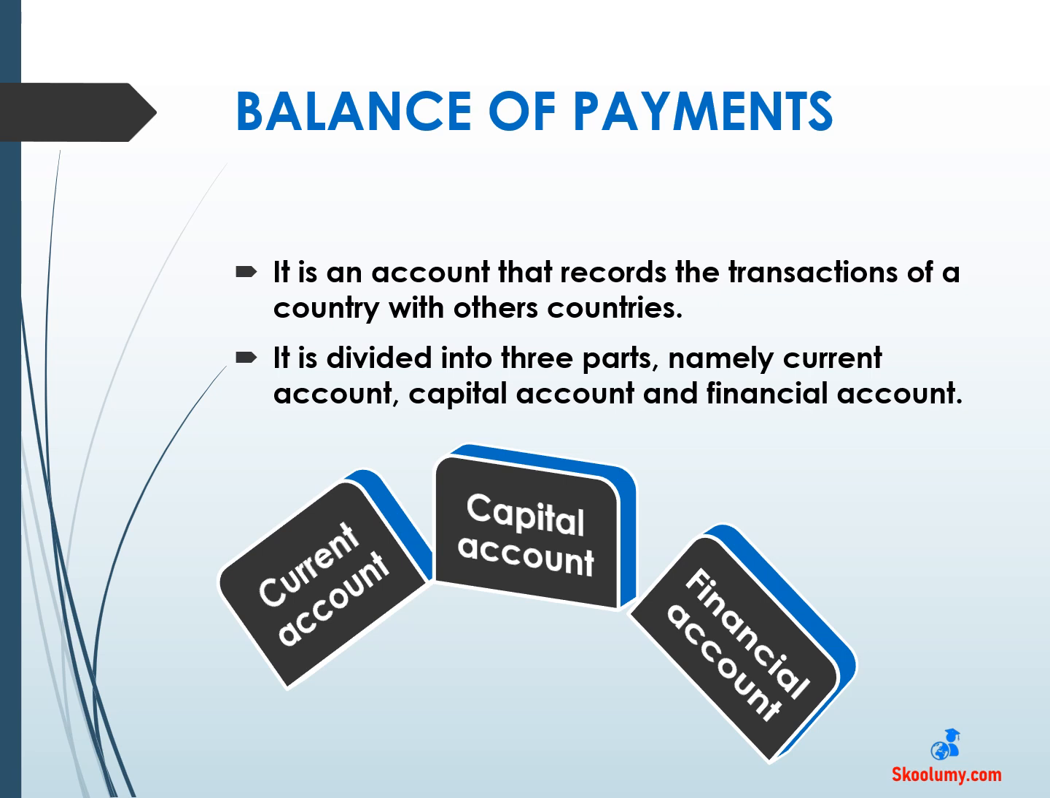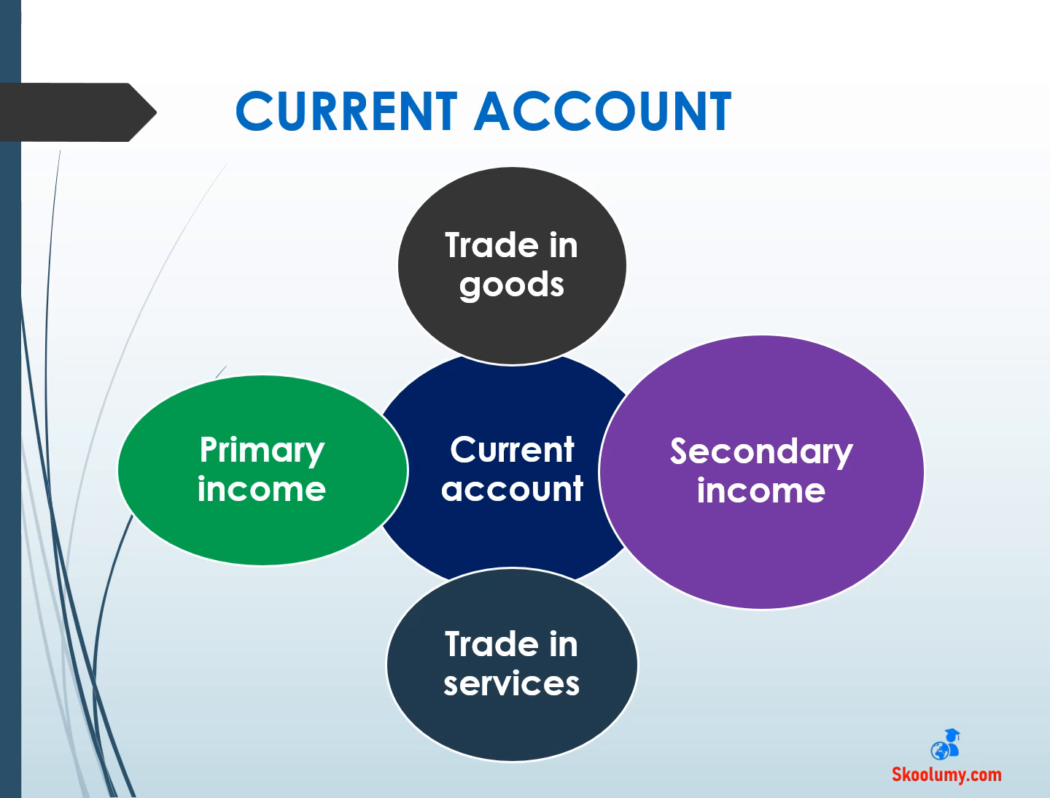The balance of payments has three parts, namely, current account, capital account, and financial account. We are considering only the current account in this lesson. The current account comprises trade in goods, trade in services, primary income, and secondary income. It is the largest part of the balance of payments.